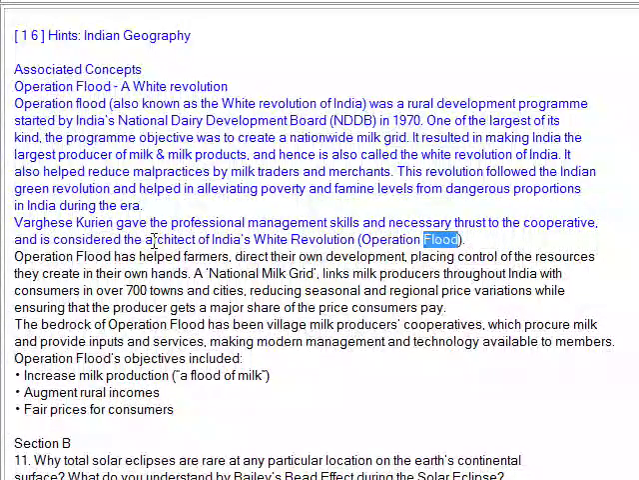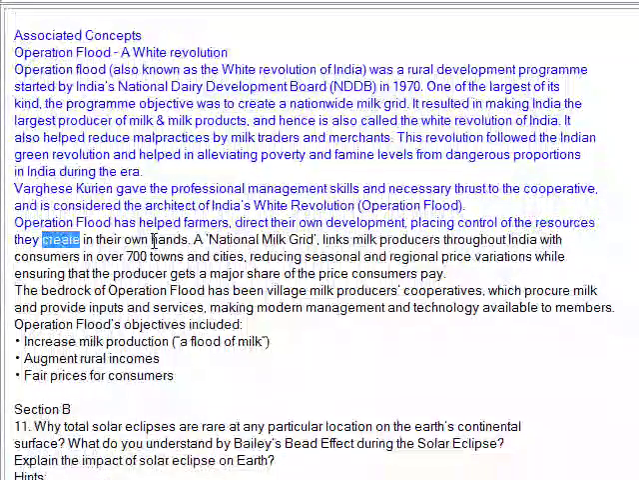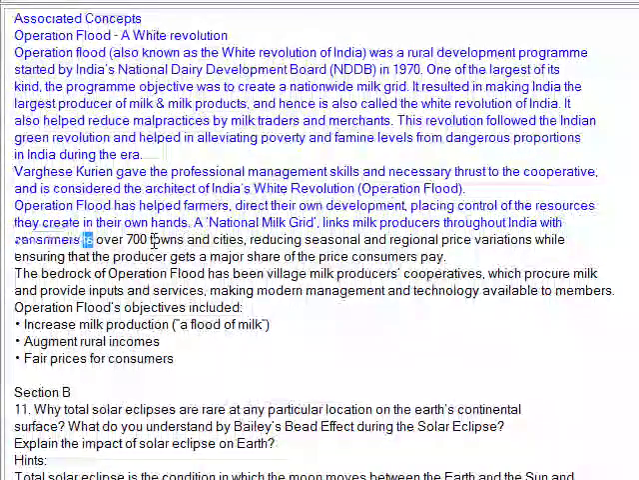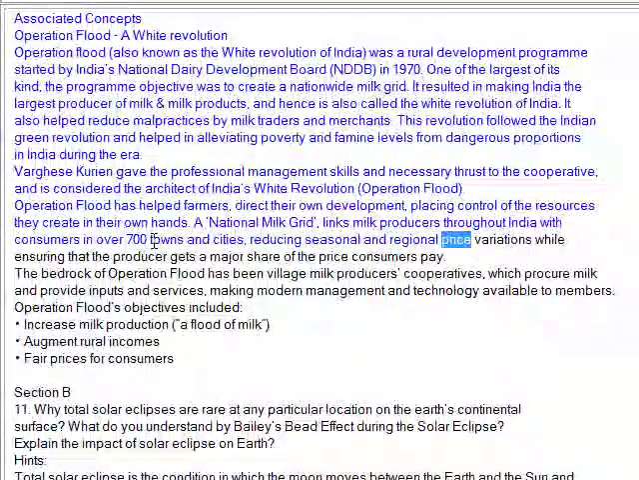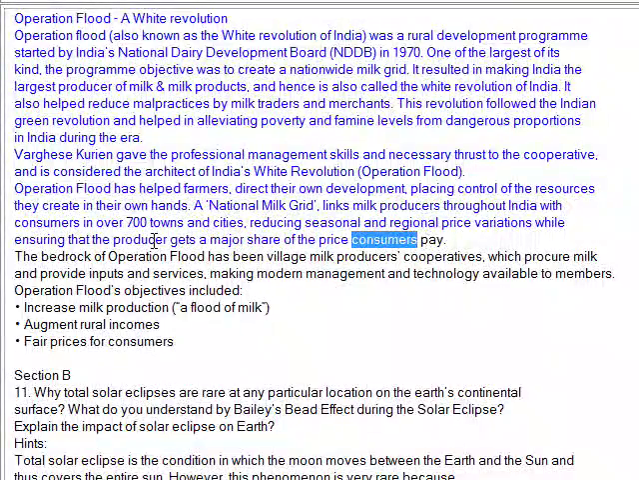Operation Flood has helped farmers direct their own development, placing control of the resources they create in their own hands. A national milk grid links milk producers throughout India with consumers in over 700 towns and cities, reducing seasonal and regional price variations while ensuring that the producer gets a major share of the price consumers pay.